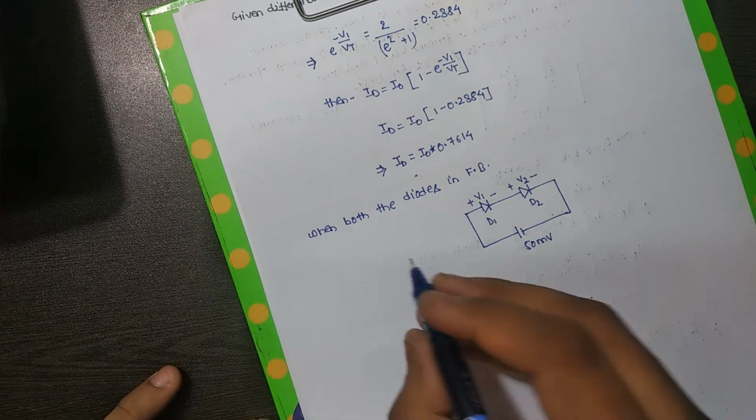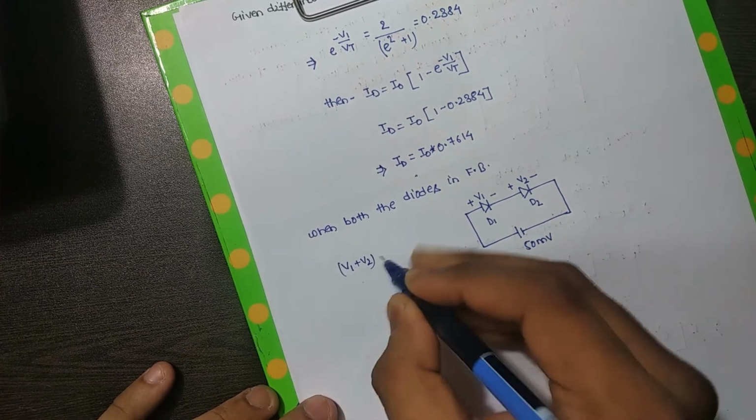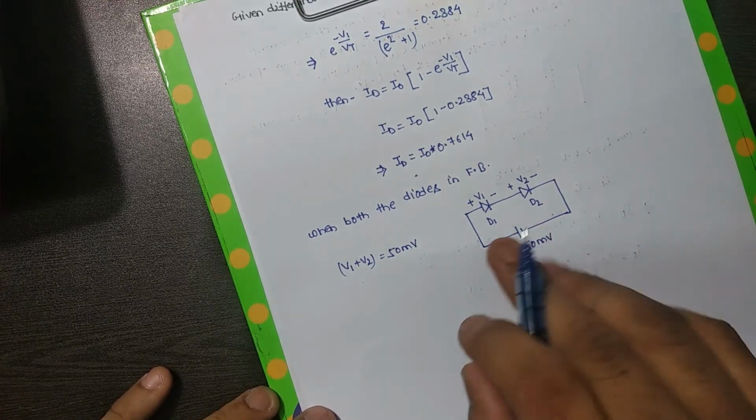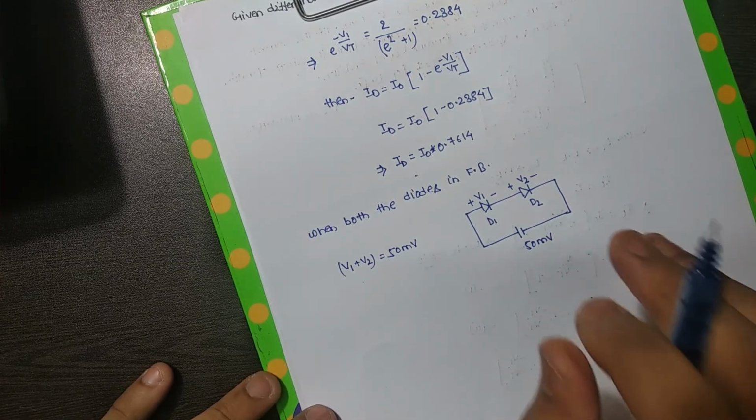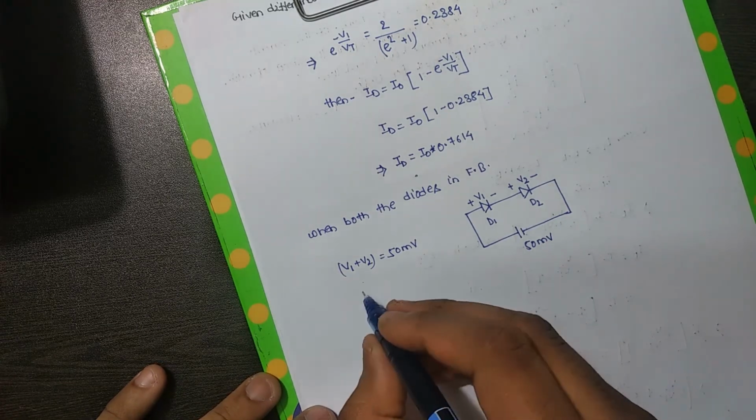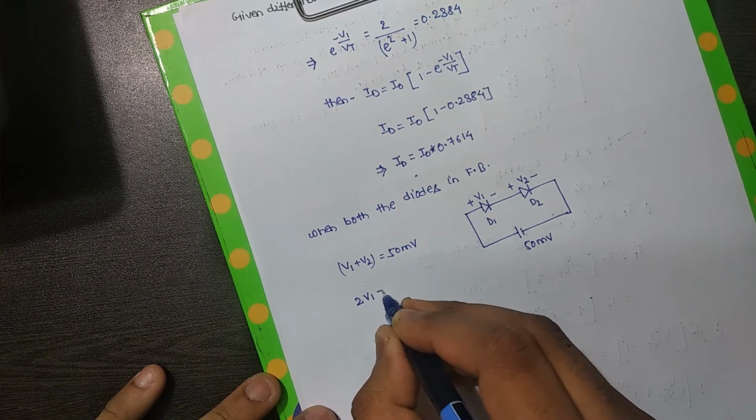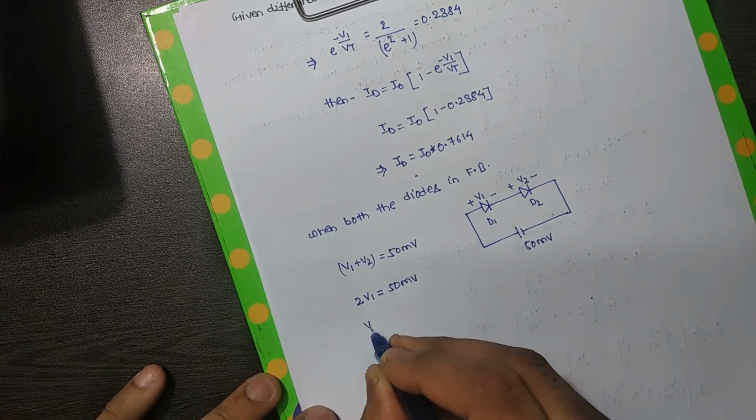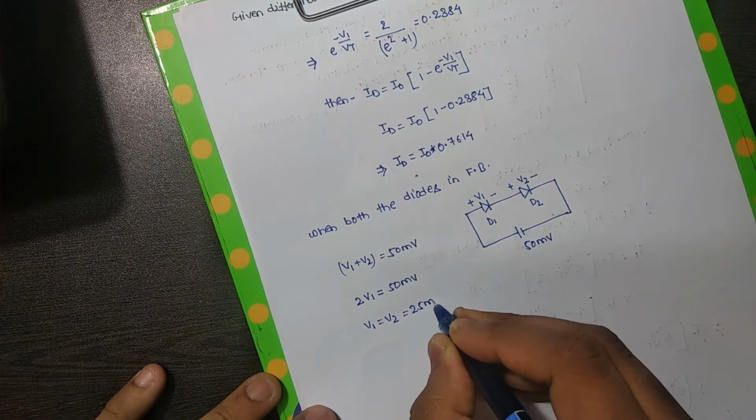Now in the same circuit, V1 plus V2 will be equal to 50 millivolt. As both are connected in the similar fashion, both are identical diodes, and also they are ideal and identical, so we can say that V1 equals V2. So 2V1 equals 50 millivolt. So V1 equals V2 equals 25 millivolt, we can say.